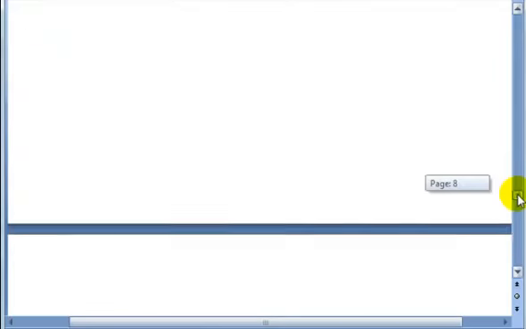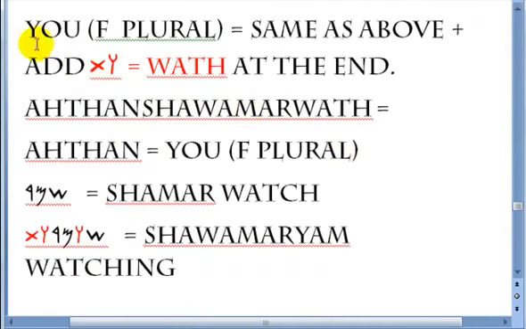All right, so atem shawamaryam is you watching, male plural. All right, the next one is you, female plural. It's the same as above. Add the wa between the first and the second letter, plus add a wath at the end of the word. This signifies feminine plural. All right, yum is male plural, wath is feminine plural. So you watching feminine plural would be atun shawamarwath.